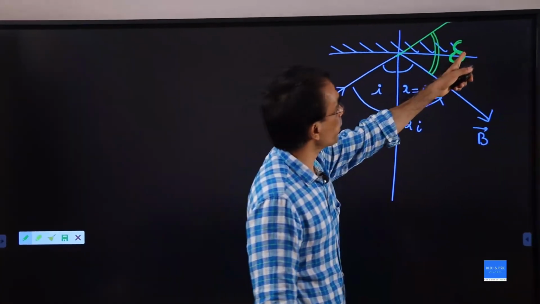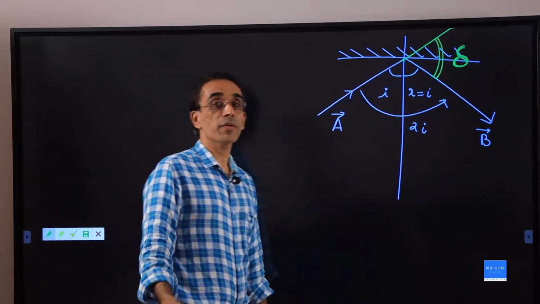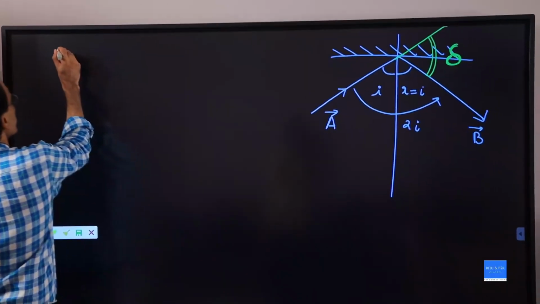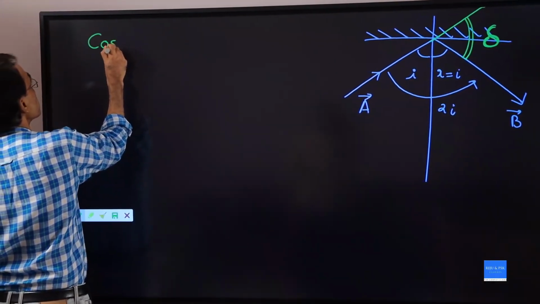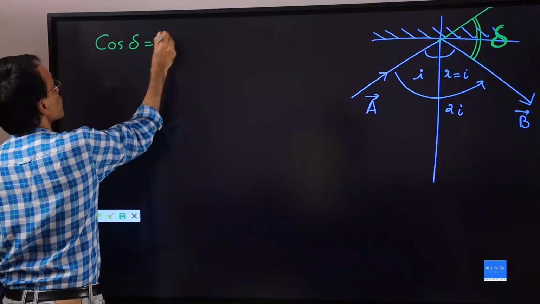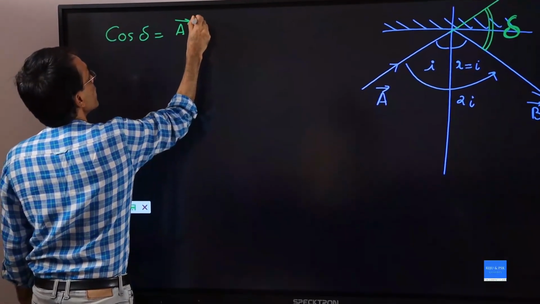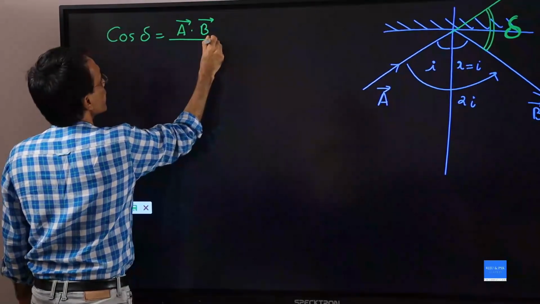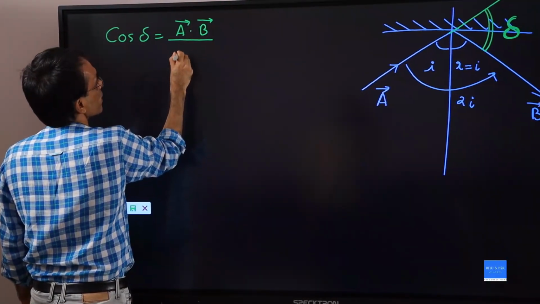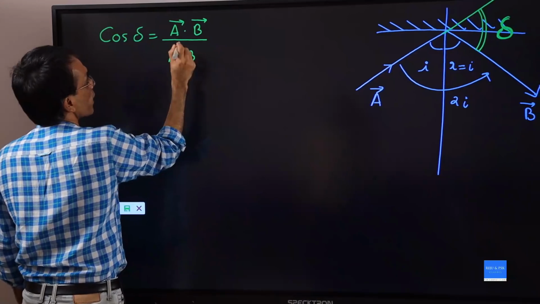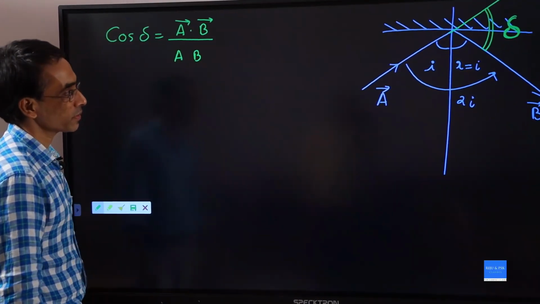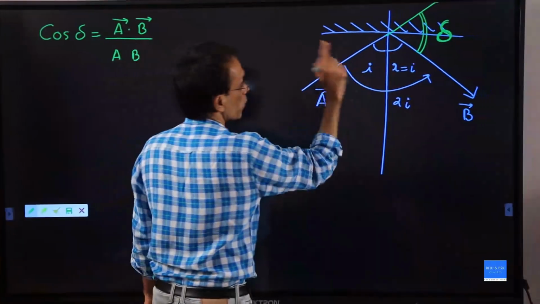I need the angle between A and B. What is the equation for the angle between A and B? Check whether this is familiar. Cos delta is equal to A dot B divided by the magnitude of A and B. I can see smiles on your faces. If I know cos delta, I can find delta.